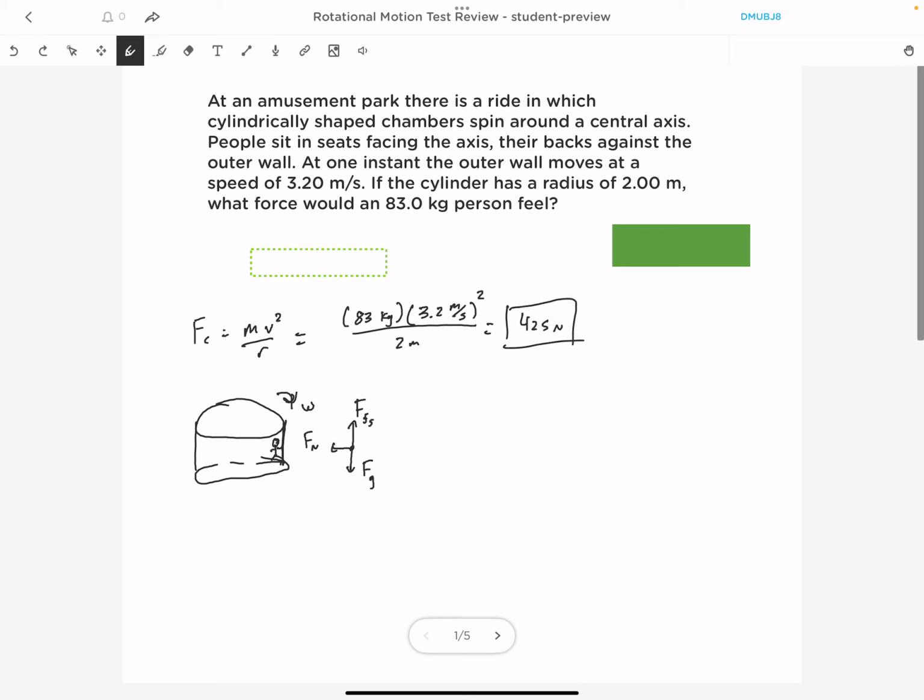Okay, so that one's an easy one. You just have to use the equation for centripetal force, and conceptually, it's helpful to know that the normal force is what's providing the centripetal force in this situation.